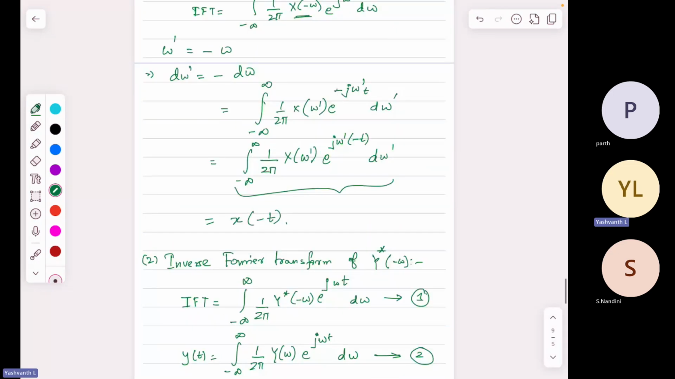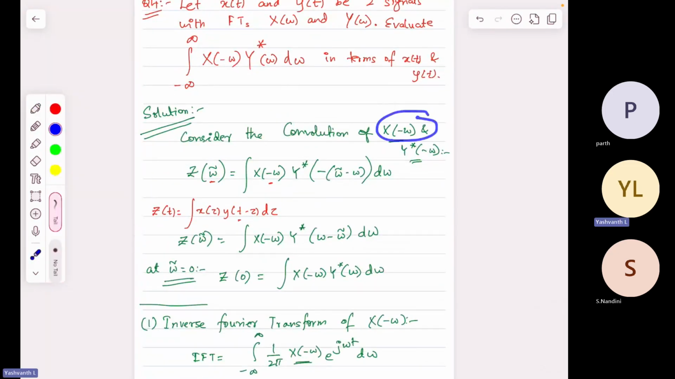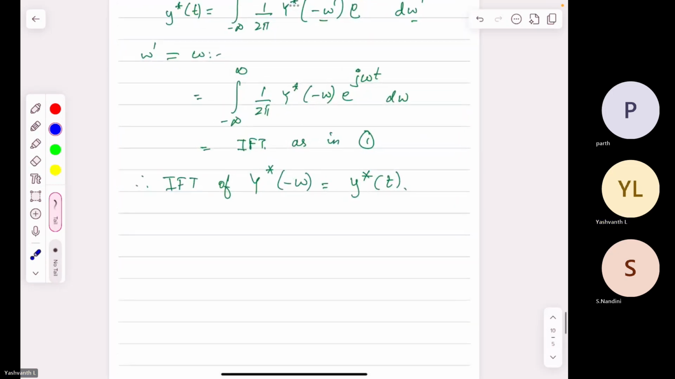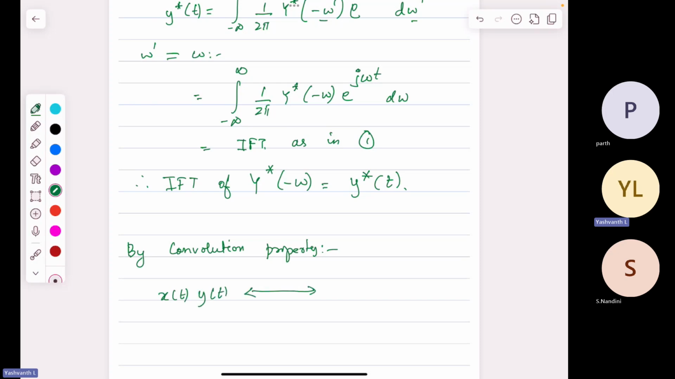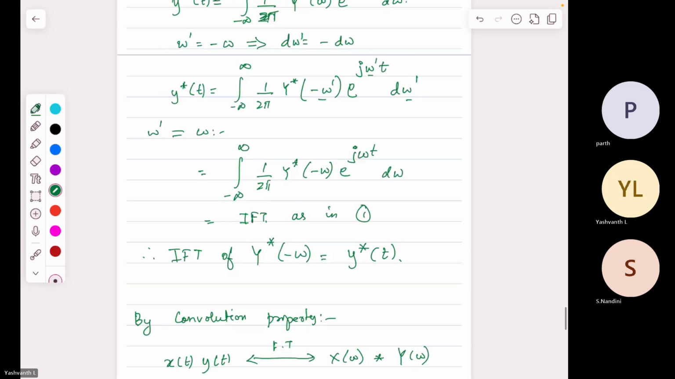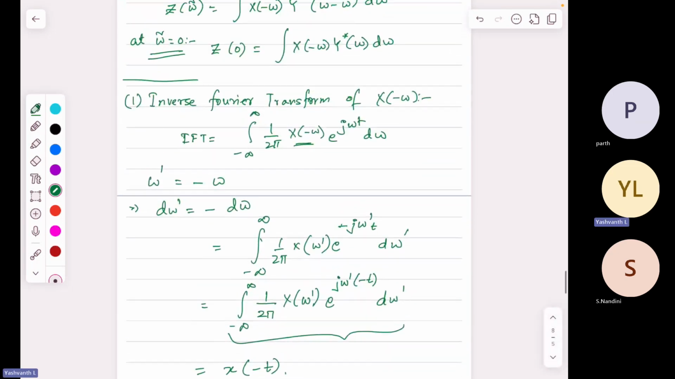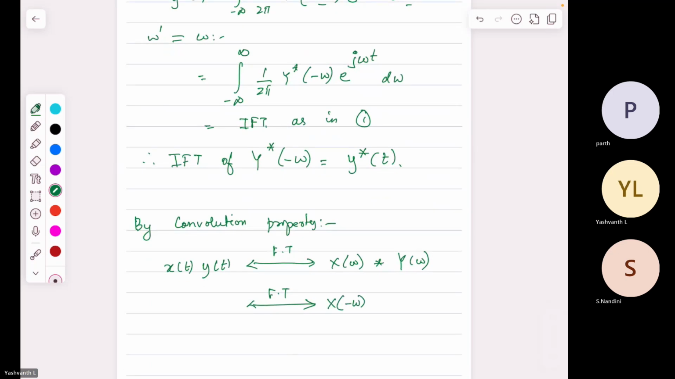Now, what did I do here? I convolved x of minus omega and y conjugate of minus omega. Fine. See here very carefully. By the convolution property, x of t into y of t will have Fourier transform x of omega convolved with y of omega. Therefore, now tell me what is the inverse Fourier transform if you had x of minus omega, the first signal, with y conjugate of minus omega.